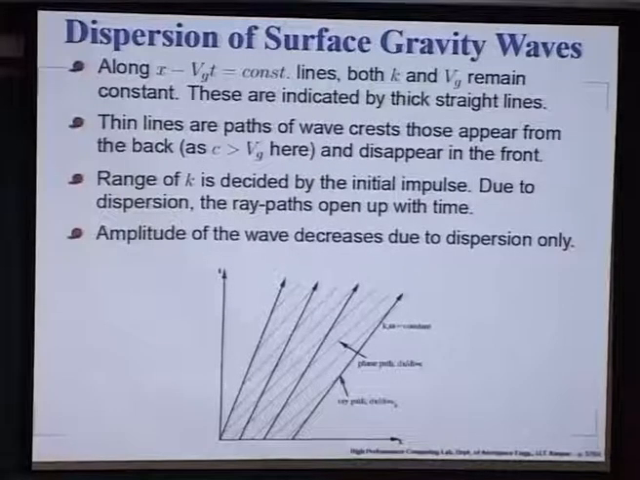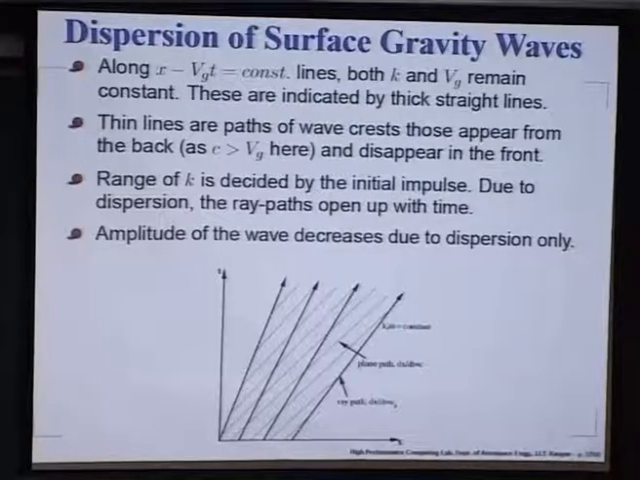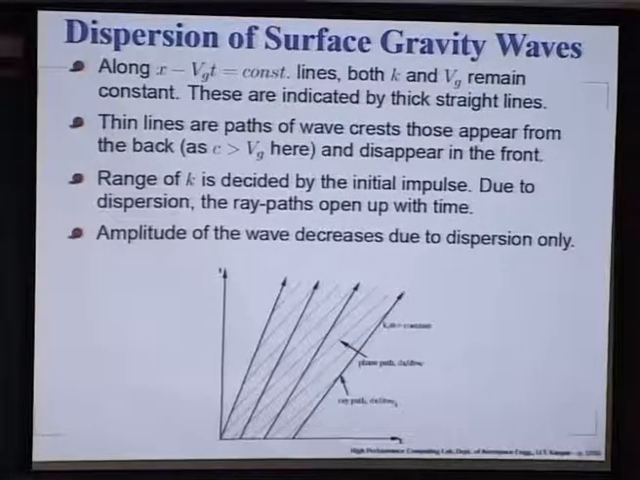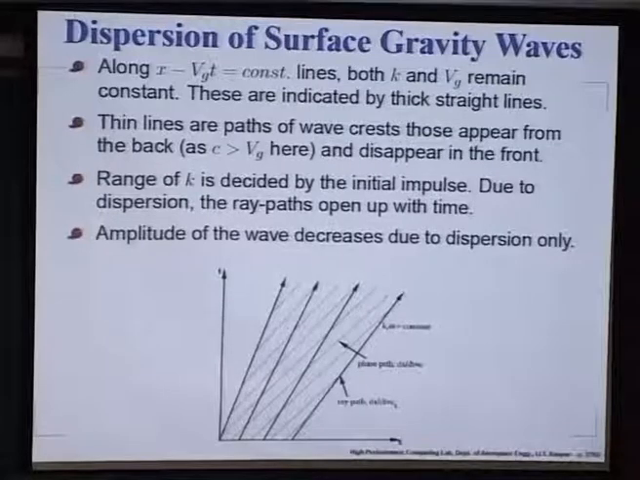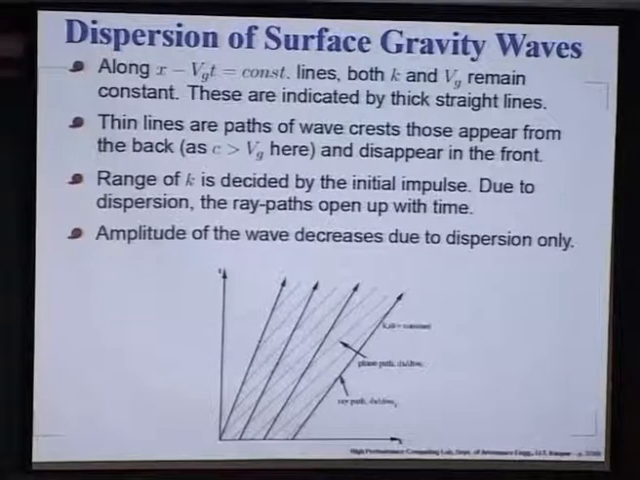So, this range of k is of course decided by the initial impulse. How I have distributed the initial energy across different k, I can get from the initial condition. What happens later is a story dictated by the dispersion. As we note here, the ray paths open up with time, and this is a very important observation.